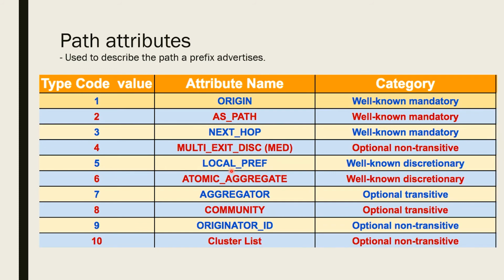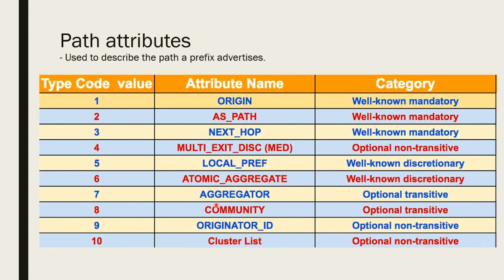We then got a thing called atomic aggregate that basically identifies when someone has summarized a route and it just flags it up. With that, then you have to use the aggregator attribute just to identify the router ID and the AS number of who has done that summarization. So you can go back to that and expect the actual unique prefixes.